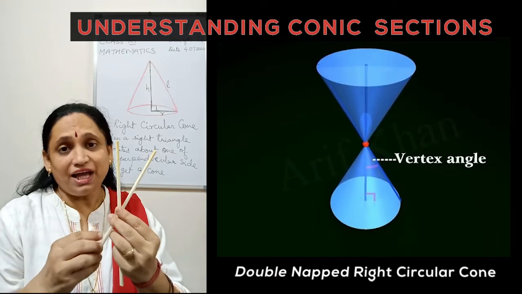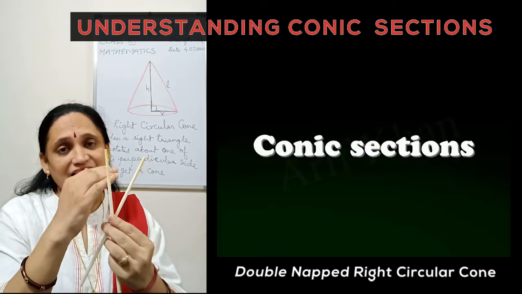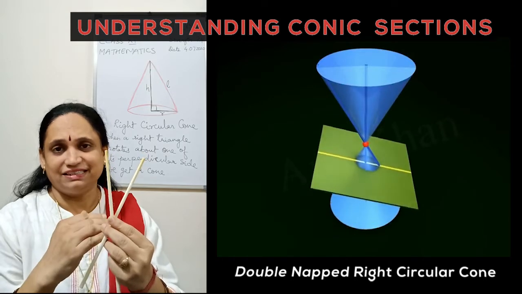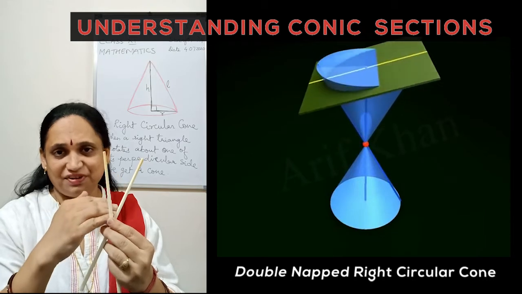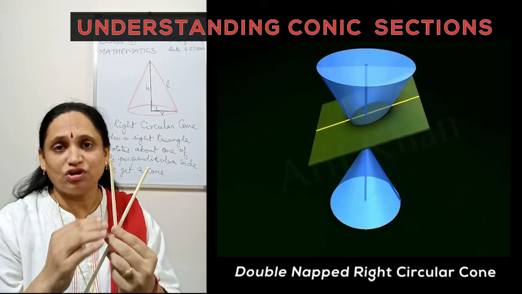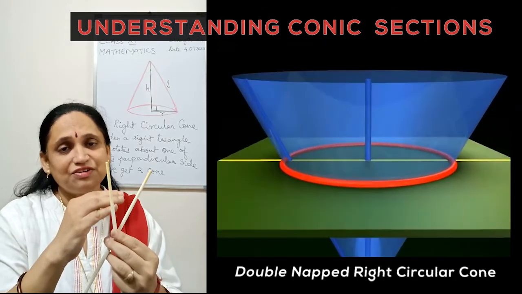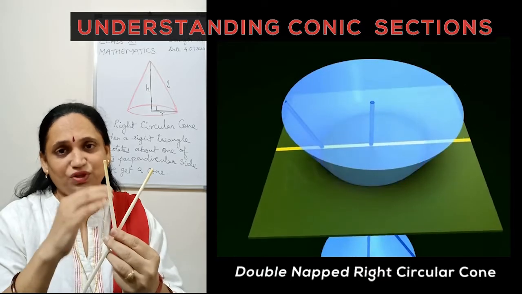Now we can cut this cone using a plane at different places with a different angle. Whenever we use a plane to cut a figure, the shape that we get is called a cross section. And the cross section varies with the angle made by the plane with the cone.